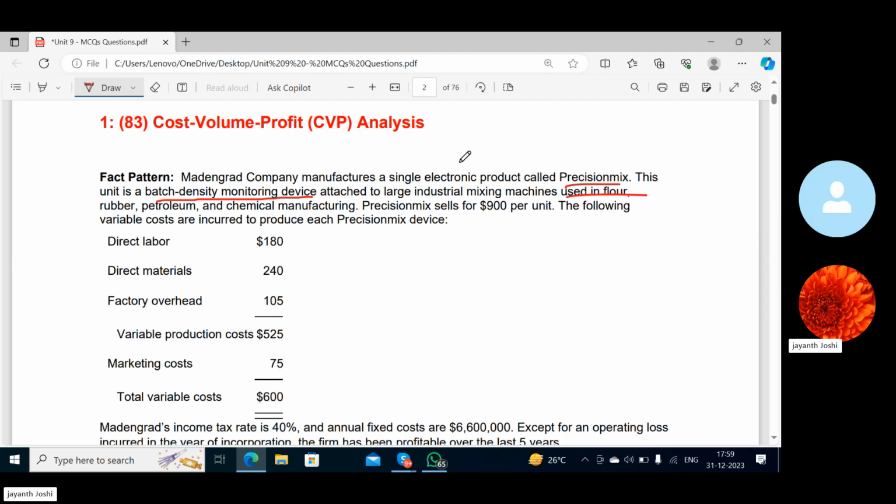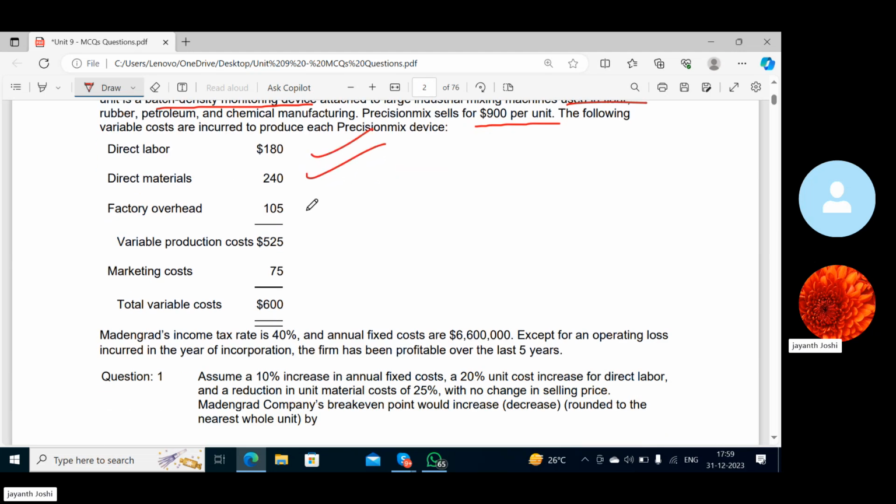So Maddengrad company manufactures a single electronic product called precision mix. This unit is a batch density monitoring device. So how much you make, that they monitor. Attached to large industrial mixing machines used in flour, rubber, petroleum and chemical manufacturing. Precision mix sells for $900 per unit. This is the product they are making. The following variable costs are incurred to produce each precision mix device: labor, material, overhead. Okay, these are all variable expenses, and then marketing costs, then total variable expense are given.